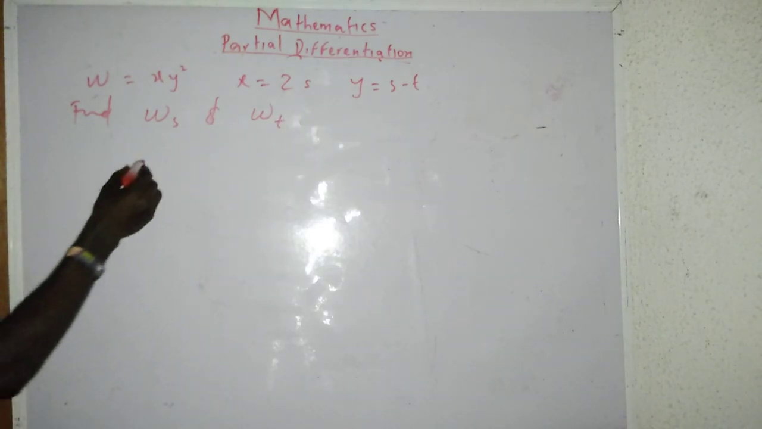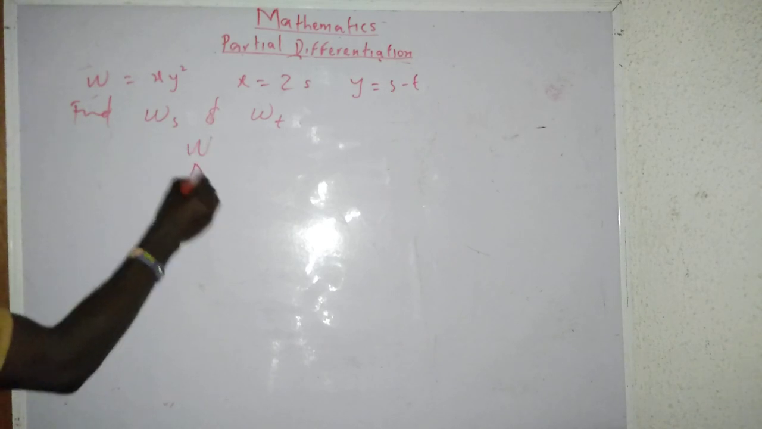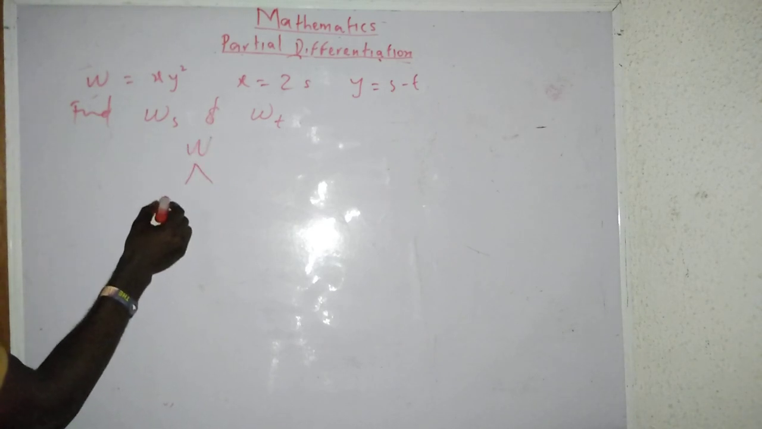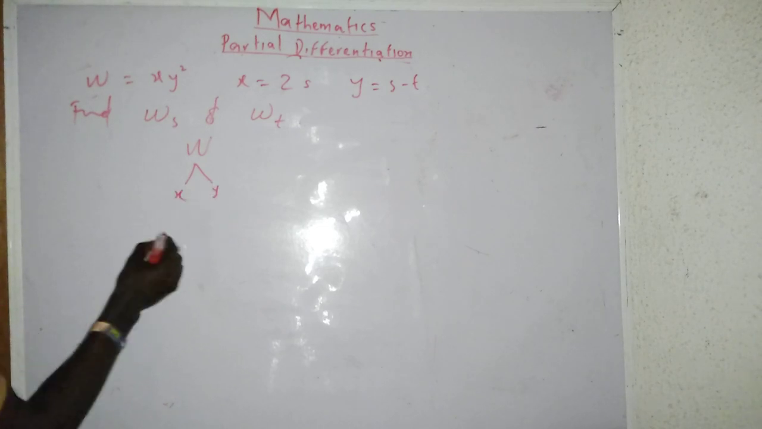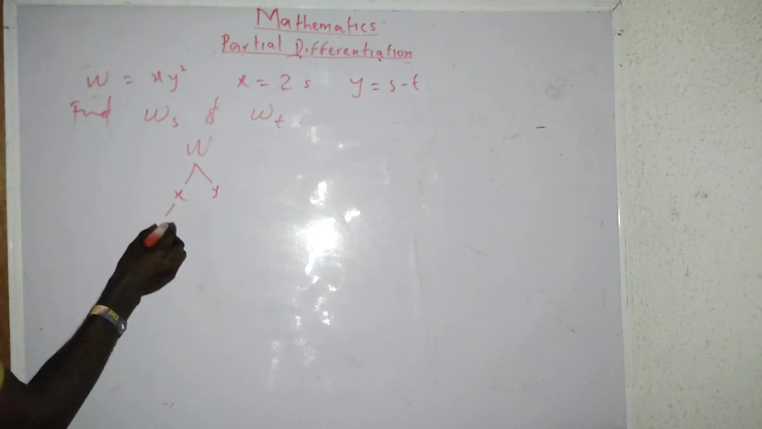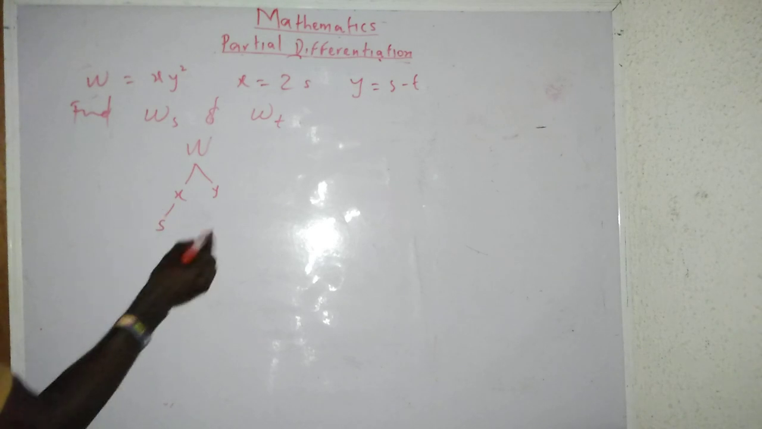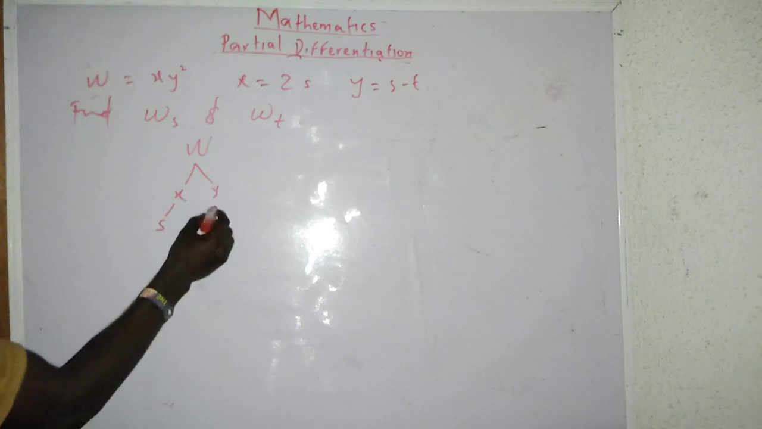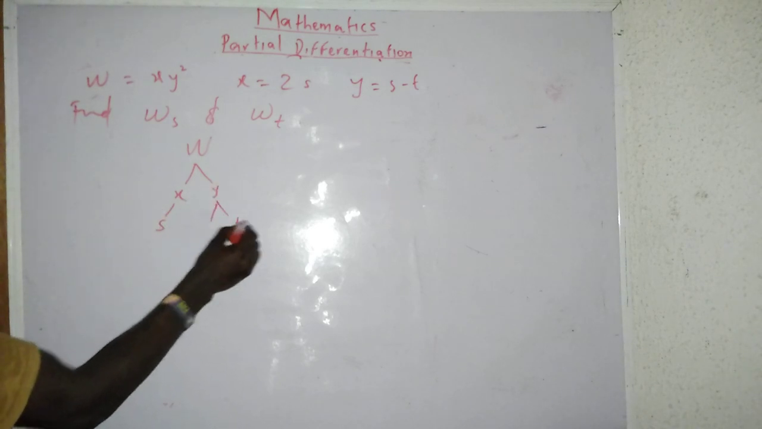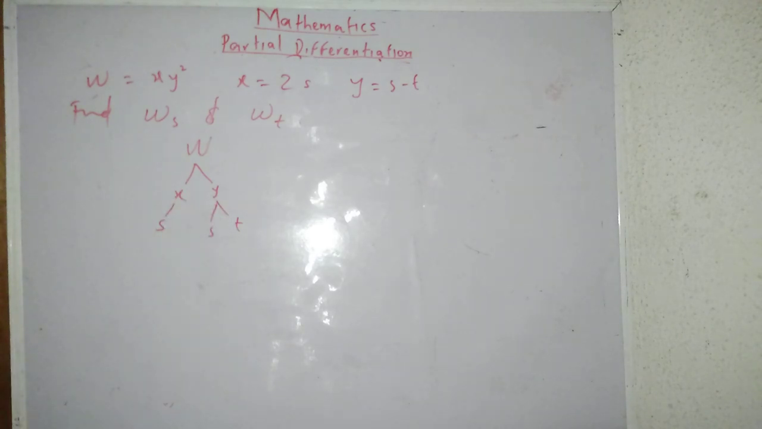What I will just do is that I will have my u. My u gives back to x and y. My x gives back to only s. My y gives back to what? t and s. Now, that is all.